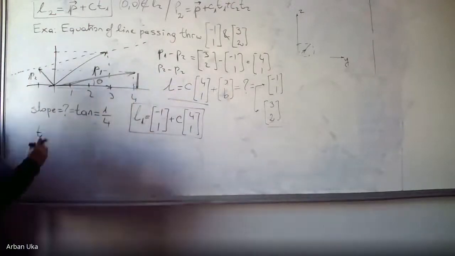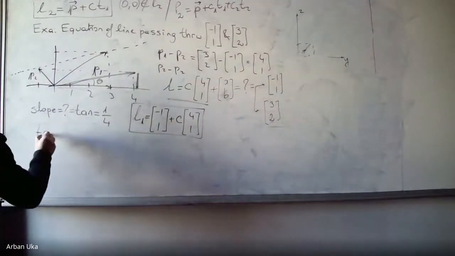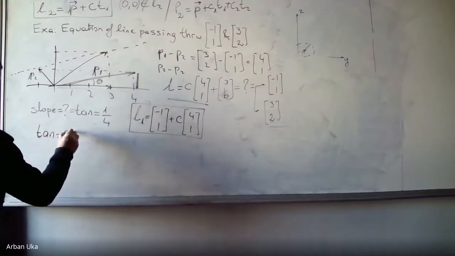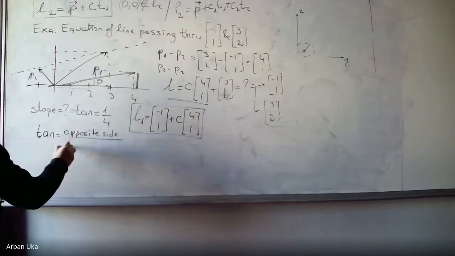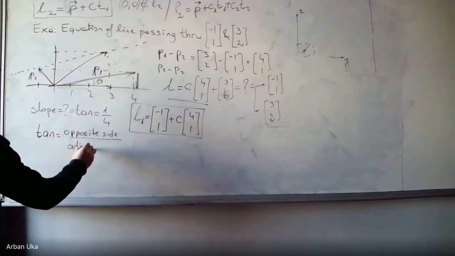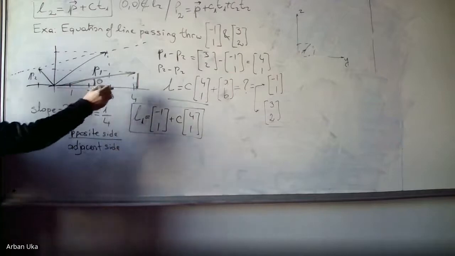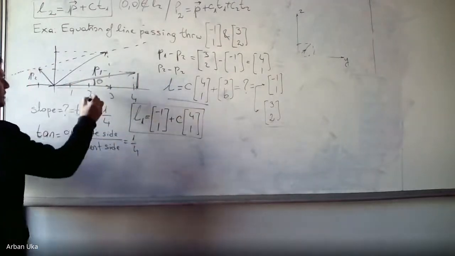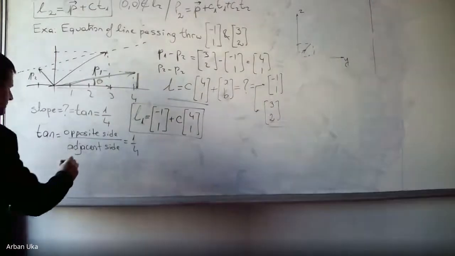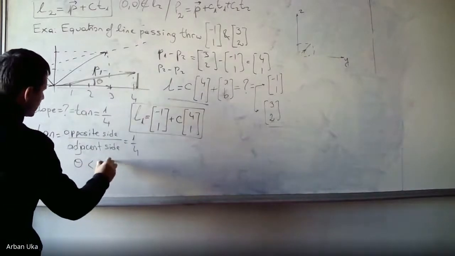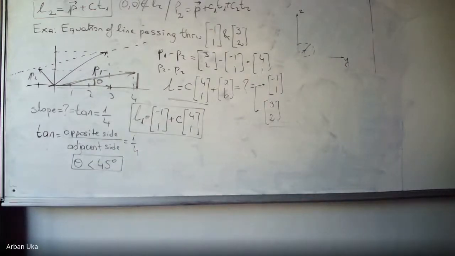So tangent is equal to the opposite side divided by the adjacent side of this angle. Since we're looking for this angle, the opposite side is 1 divided by 4 units which are on this side. So this is an angle theta which is smaller than 45 degrees. So we can extract this much information.